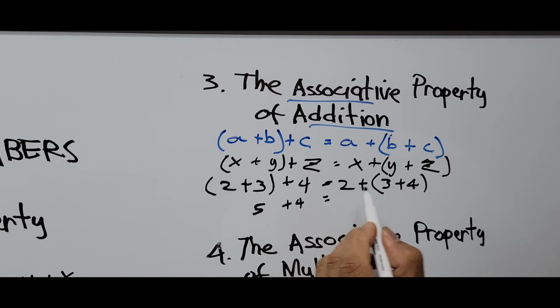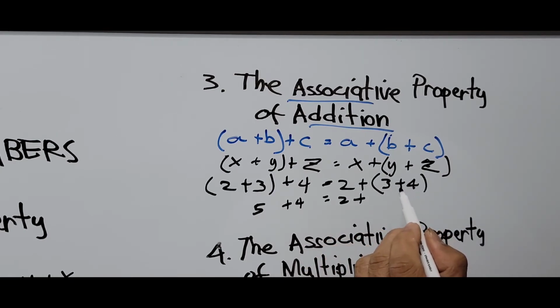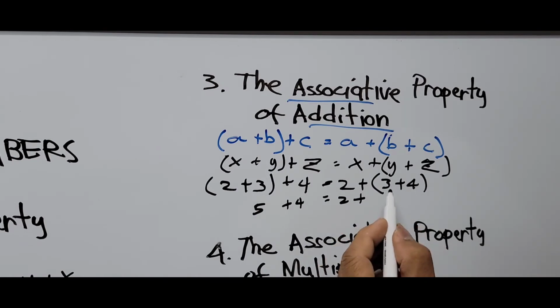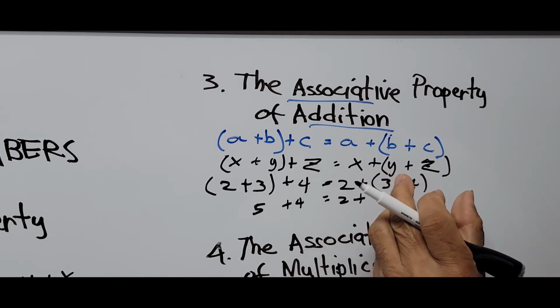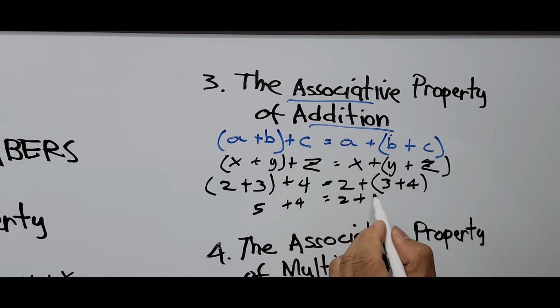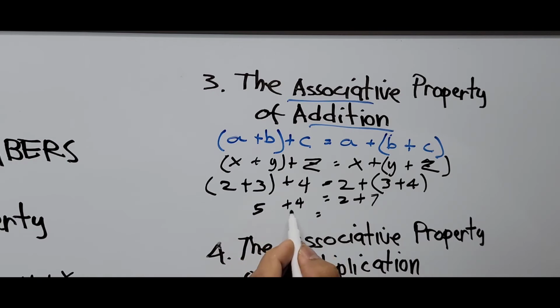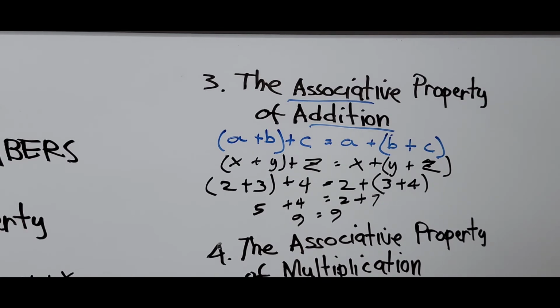Because how about this? If we group this together, do you remember PEMDAS? Please Excuse My Dear Aunt Sally. So it's like 3 and 4 grouped together. You can do that one first. 3 plus 4 is 7. So 5 plus 4 is 9, and 2 plus 7 is 9. So that's how it is. It's the same thing.